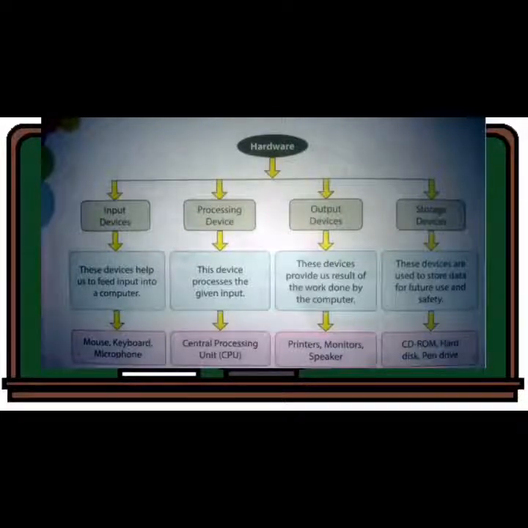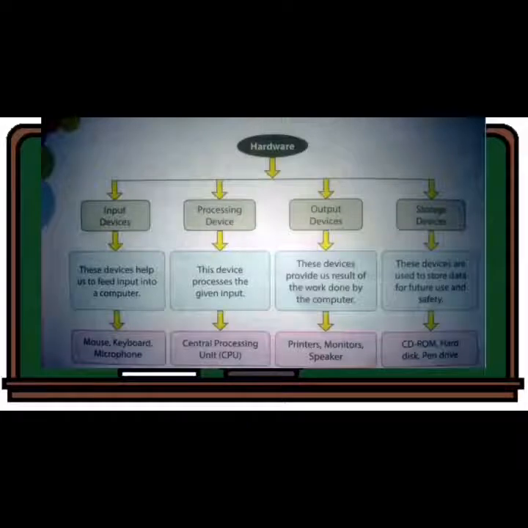Input devices, everyone knows what input devices do? They help us to give information or data to a computer. Next is processing device. What does this device do? It helps us to process the given input. Next is output devices. As we know, output devices will help us to give the result at last after processing.